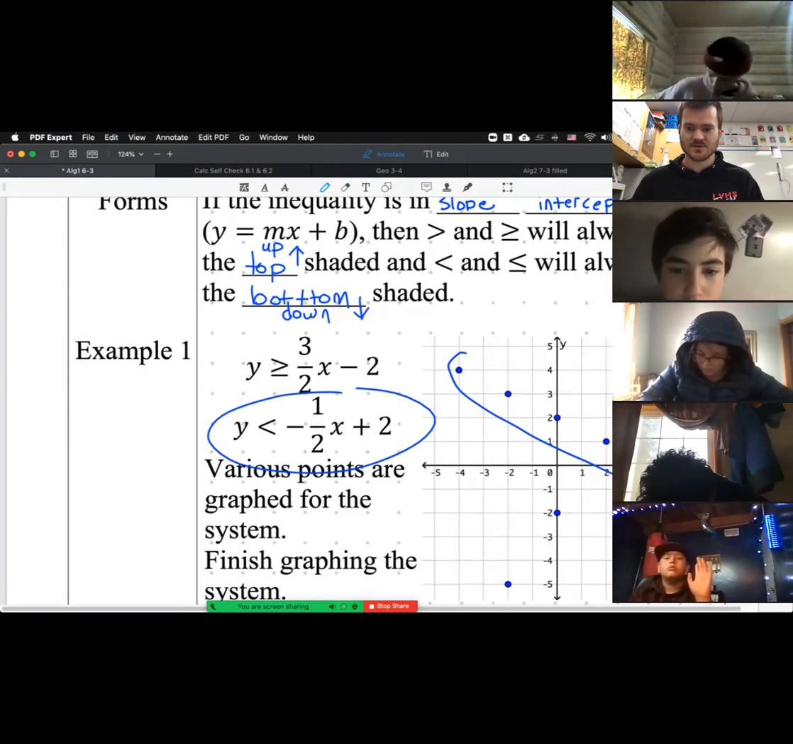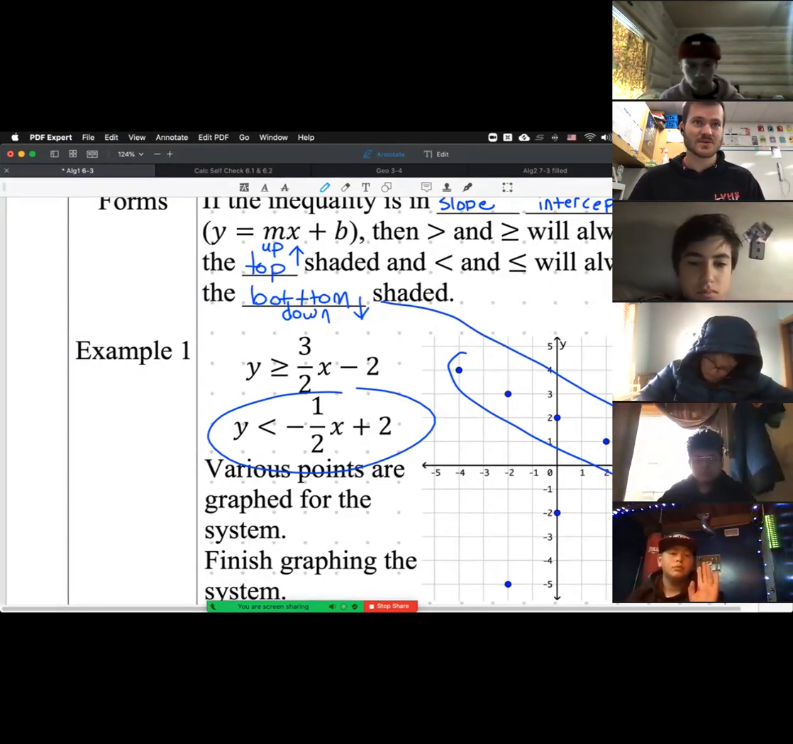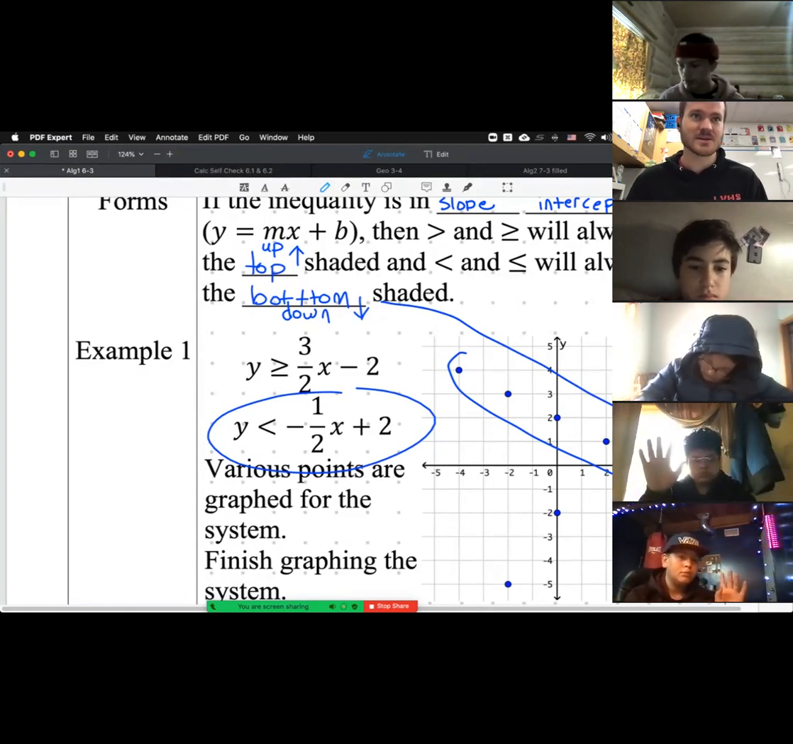Well, maybe I'll just circle it for now. Those two match each other. Whoa. Is this dashed or is this solid? I'm going to call on someone aside from Zeke. Yeah, Diego?